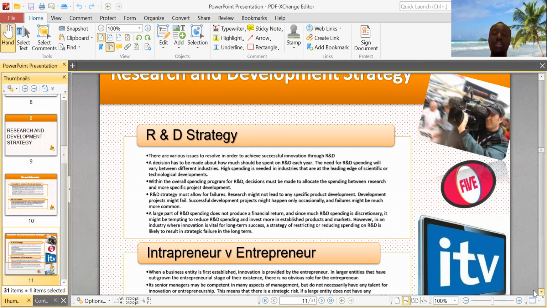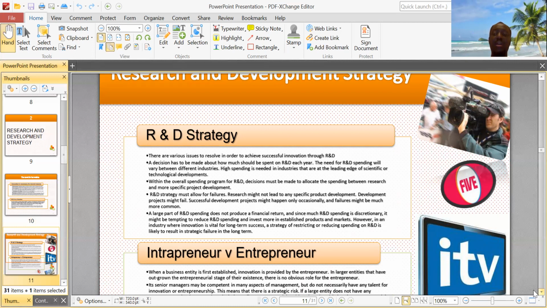If you look at some companies, their R&D expense is very high because they are at the leading edge of scientific and technological development. Within the overall spending program for R&D, decisions must be made to allocate the spending between research and more specific project development. So how you allocate your research and development expenditure or budget is very, very important.